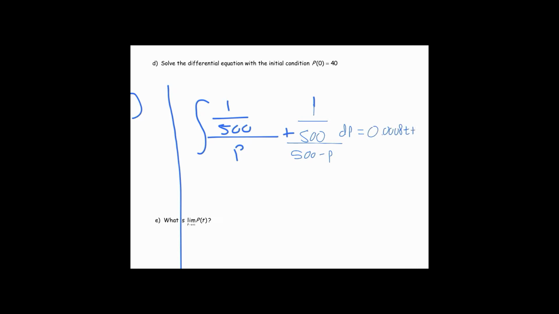0.0008t plus c. Okay, the antiderivative of this guy on the left is 1 over 500 natural log of the absolute value of p. Now you don't really need the absolute values because our population is always going to be positive, so I'm going to ignore that. Be very careful of this guy. This is going to be negative 1 over 500 natural log of 500 minus p. And again, the reason for this negative right here is because you'd have to undo the chain rule when you took the derivative of ln of 500 minus p.